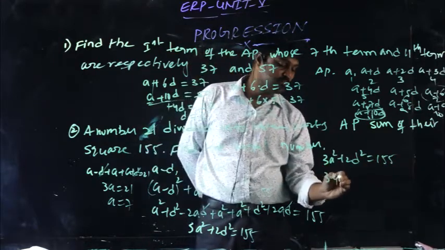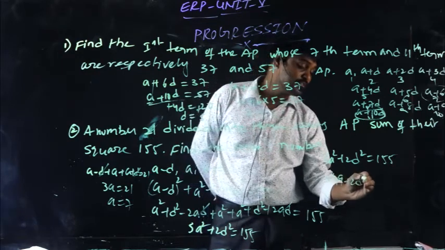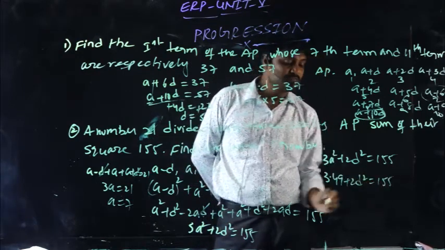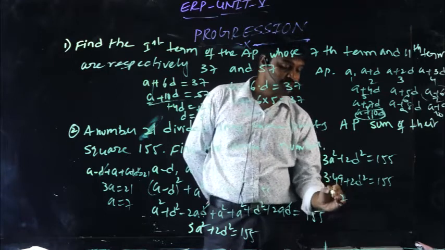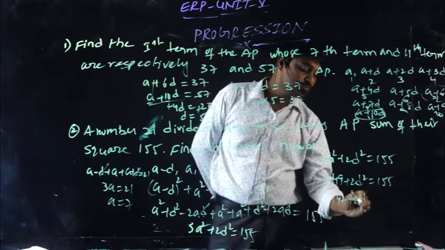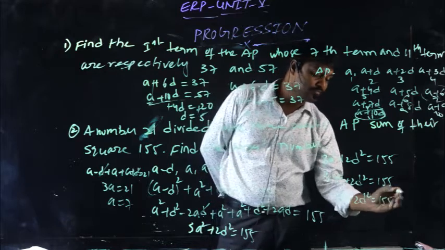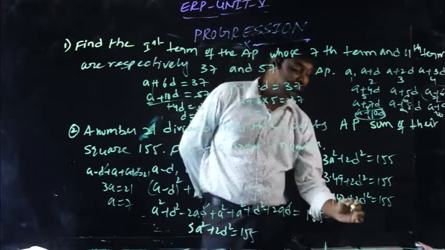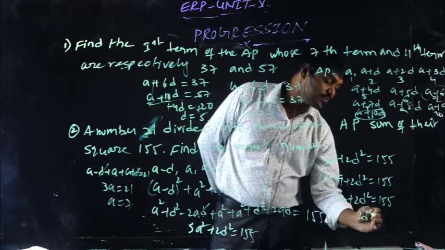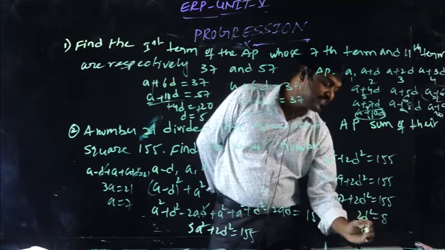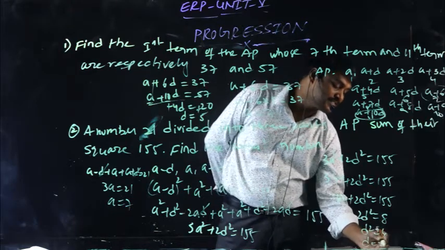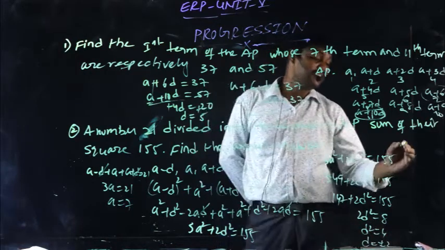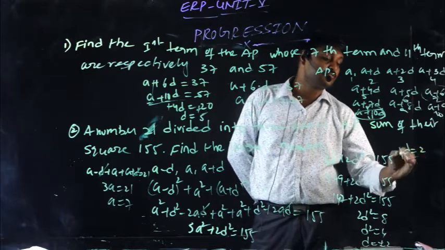So 3 into 49 plus 2d square equal to 155. So 3 nines are 27, so 147, plus 2d square equal to 155. So here 2d square equal to 8. So d square equal to 4. So d equal to plus or minus 2. That means you can take d equal to 2.